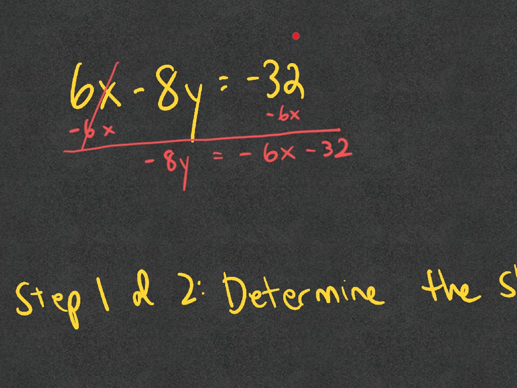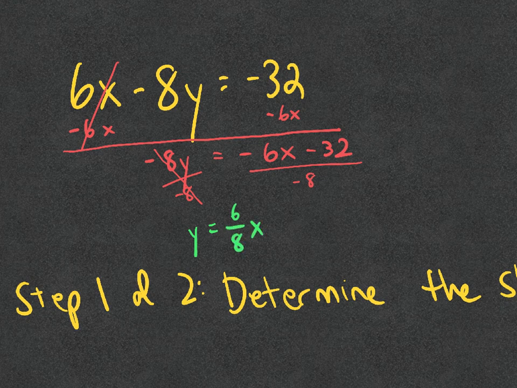This is 32 minus 6x. Those aren't like terms that we can combine into one term. So they just stay separate, and we put the x term first after the equal sign. Then we're going to divide by negative 8. So we get y all by itself, divide by negative 8. And then we end up with y by itself equals negative 6 over negative 8. Negative over a negative is positive, so 6 over 8x.